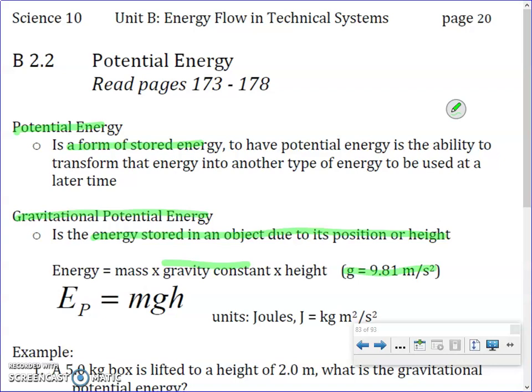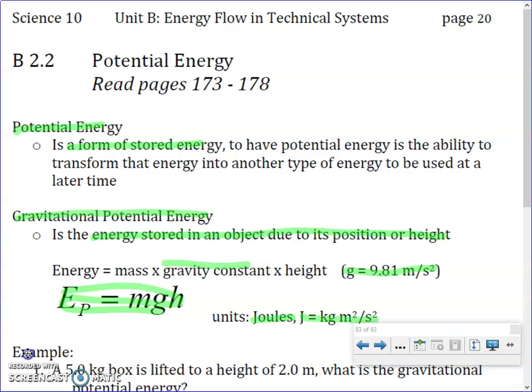9.81 meters per second squared. We also term it the acceleration due to gravity. The formula, EP equals mgh, where the potential energy is the mass of the object times the gravity constant times the height. Now the units of energy are joules. A joule can also be shown as a kilogram meter squared per second squared.